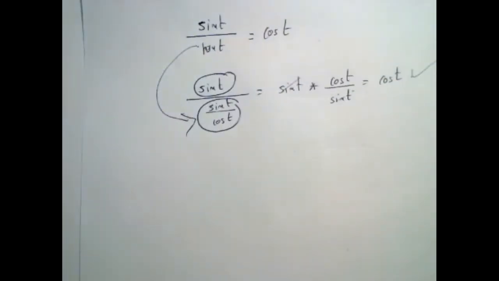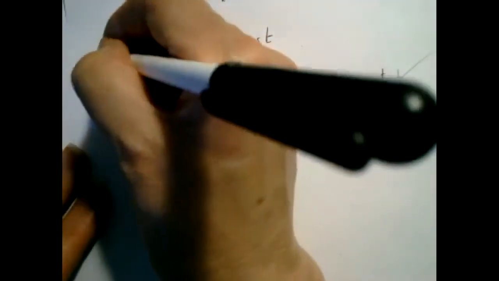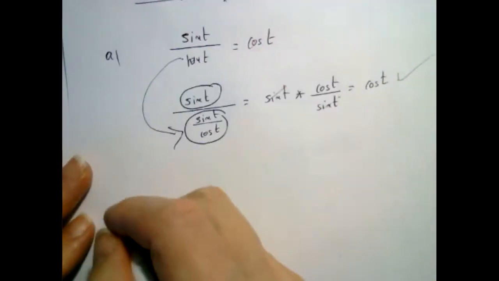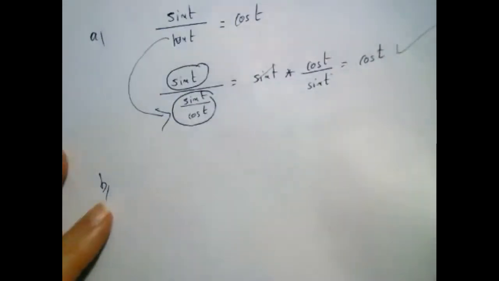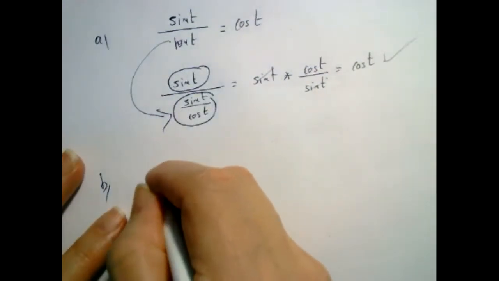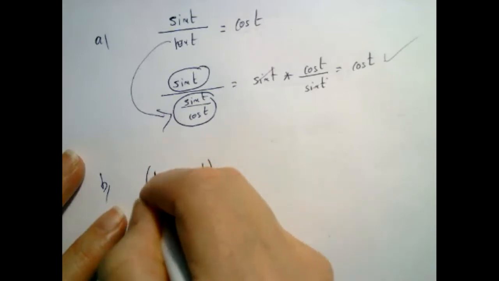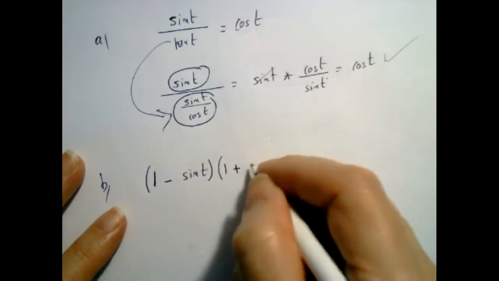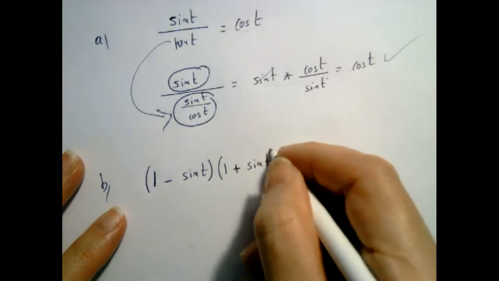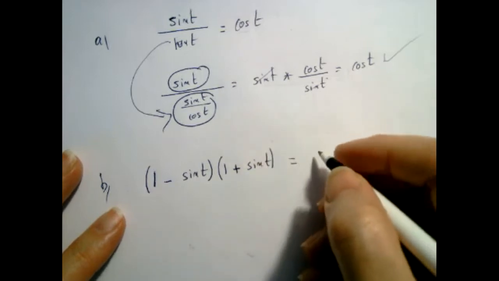Another problem along this line, but this time I want you to do it yourself. This is from the worksheet I put for you. Another one is the following. Verify the identity: 1 minus the sine times 1 plus the sine of t. I want you to verify that this is true.